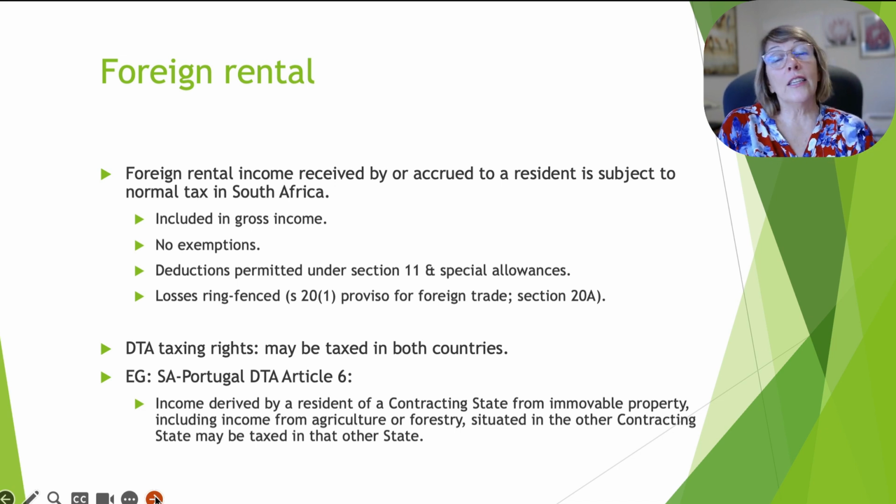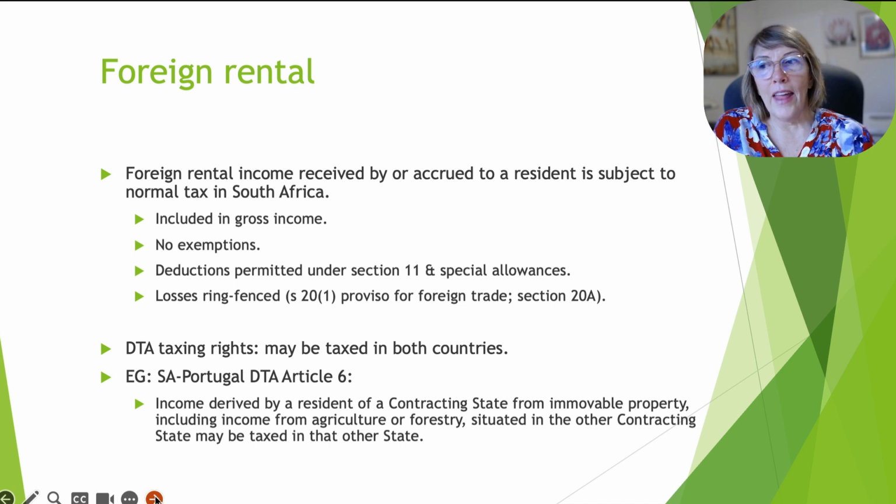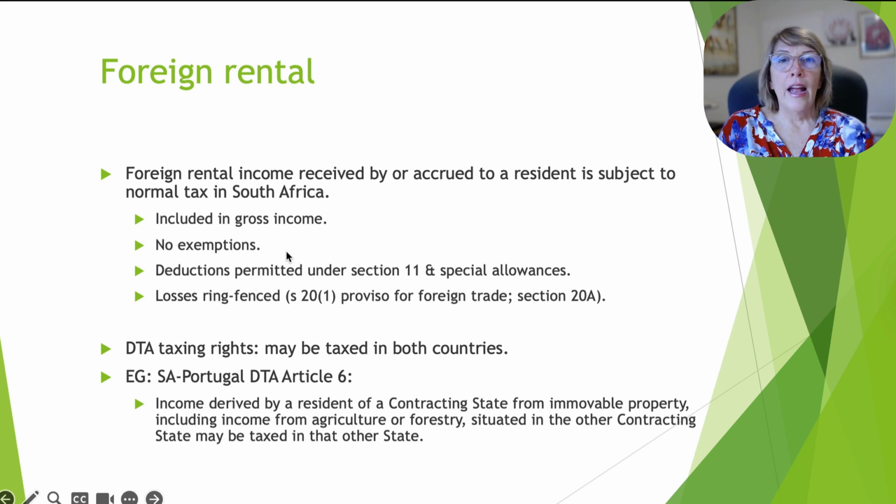Now, with foreign rental, here we're talking about a resident who owns property in another country and earns rental from that country. Again, because this person is resident in South Africa, they're going to be potentially taxed on that rental here. They have to include the rental in gross income. There's no specific exemptions. They might get certain deductions. You have to look at the general deduction formula and your special allowances. There might be some deductions that apply.